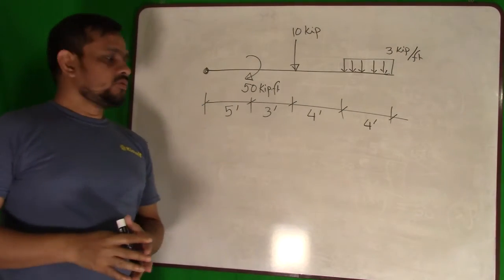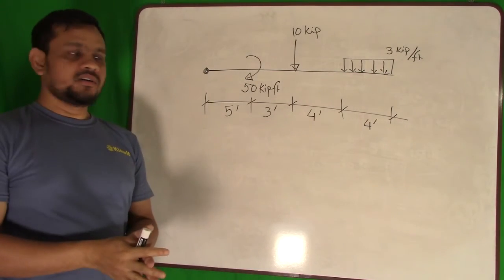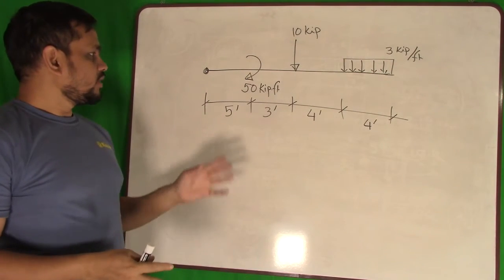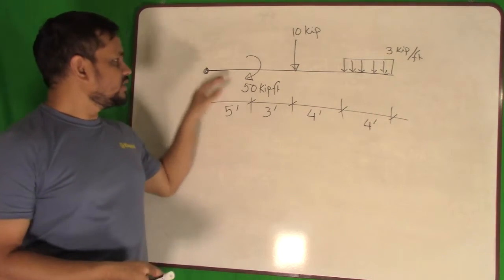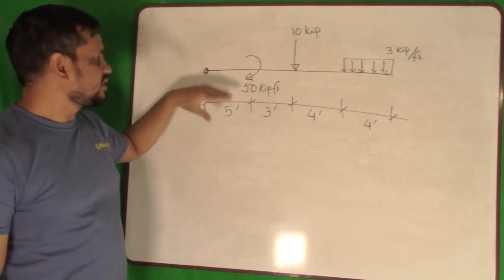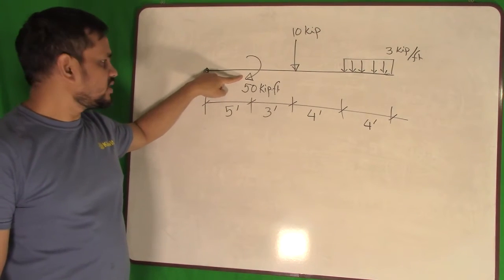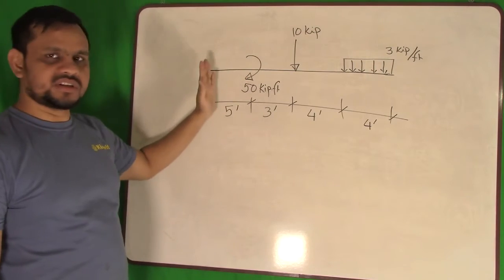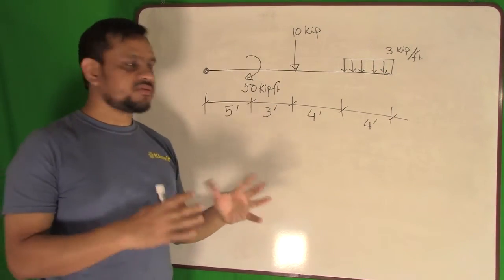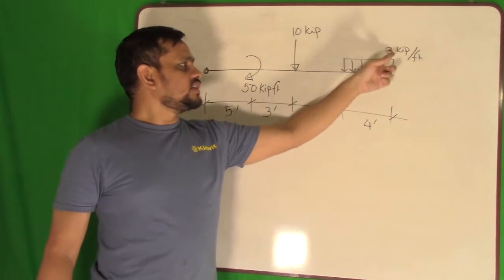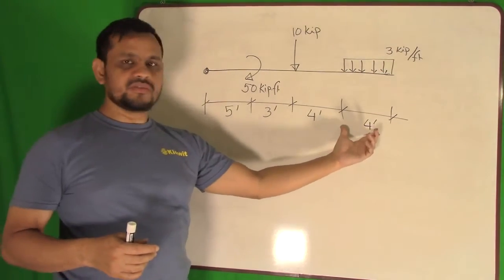In this video, we will learn again to find the resultant of non-concurrent forces. So here you can see that in this bar or beam, there are different kinds of load. One is a concentrated moment, 50 kip-feet, clockwise. Another is a vertical 10 kip concentrated force. The other is 3 kip per feet uniformly distributed load over 4 feet.